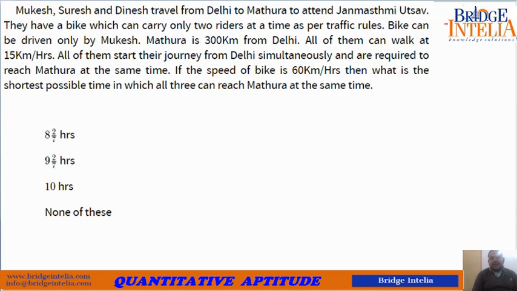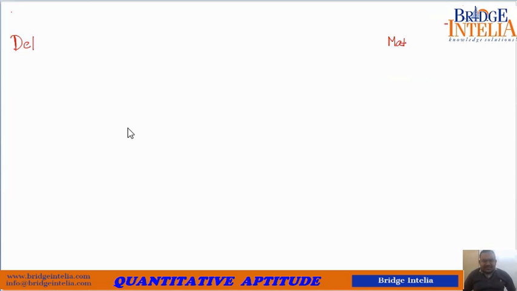If the speed of bike is 60 kilometers per hour, then what is the shortest possible time in which all the 3 can reach Mathura at the same time? Brilliant question. So let's understand how you can tackle this. So now let's understand what is the scenario. So 3 people, let's call them person 1, person 2 and person 3. So 3 persons are located at Delhi.